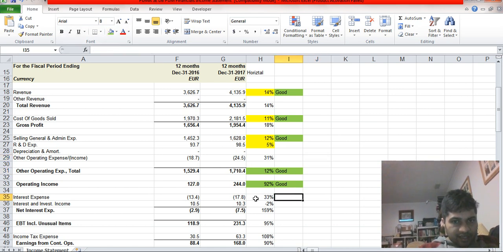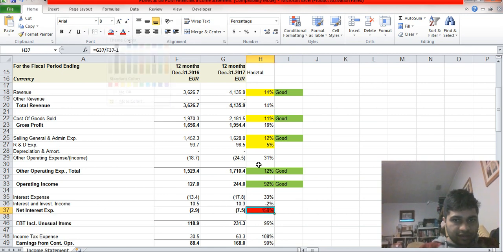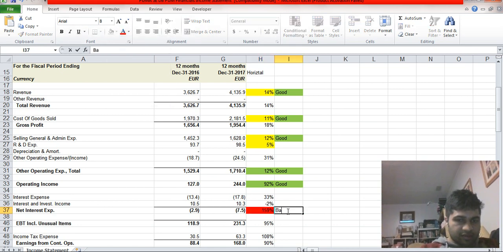Interest expense, as it's actually negative, so it's an income. Interest, and so net interest expense, let's check out. Net interest expense has increased by 159%. That may not be a good sign, so let's highlight it in red and write down bad.